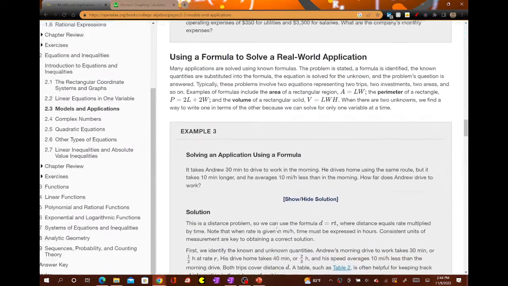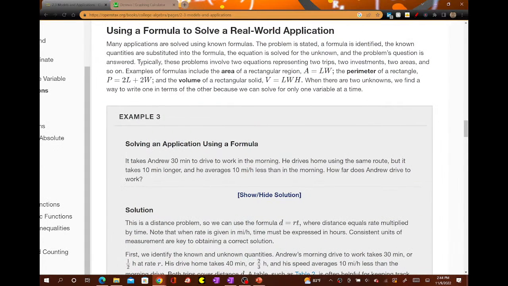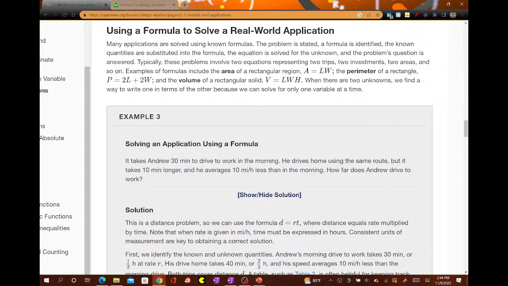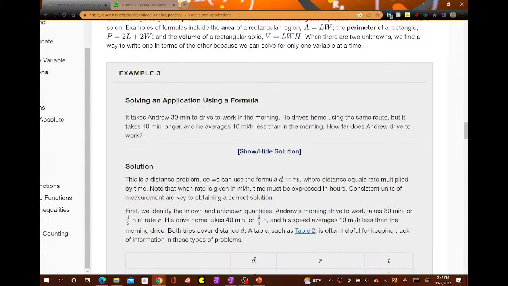Okay. So it says we can use the following formulas to solve for real world applications. Examples of formulas include the area of a rectangular region, area equals length times width, the perimeter of a rectangle, perimeter equals 2 times the length plus 2 times the width, and the volume of a rectangular solid, volume equals length times width times height. When there are 2 unknowns, we find a way to write one in terms of the other because we can solve for only one variable at a time, right?